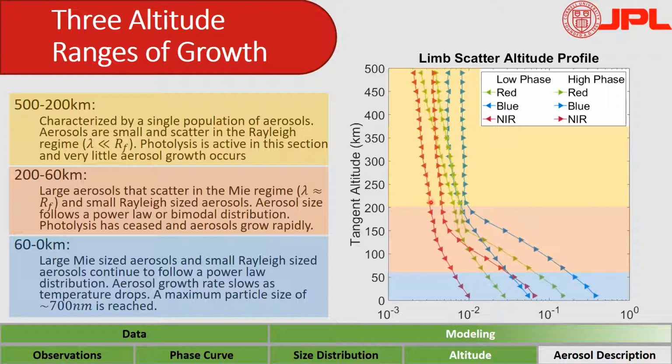This jives with our modeling, as we found that above 200 kilometers, it really didn't matter what population type we used. Everything approximated to a monodispersed population, suggesting that this region is composed of a single particle size in the Rayleigh scattering regime for all three wavelengths. Below 60 kilometers, you'll notice that the slope of the high phase component has changed, indicating that the rate of growth has decreased for this area.